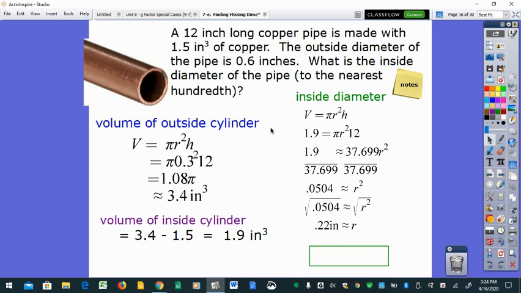That's the radius. The problem asked me for the diameter, so I'm going to double that. The radius is the short guy, the diameter is the big guy. So to go from the radius to the diameter, you multiply by 2, and the diameter would be 0.44 inches.